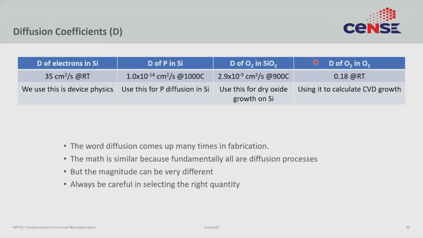So be very careful with these very different Ds. They always mean different things. They have all different orders of magnitude, right? This is 10^-14, this is 10^-9, this is 0.18. So be very careful in using the correct D to do a calculation. Always ask the question: diffusion of what, in what, and at what temperature.